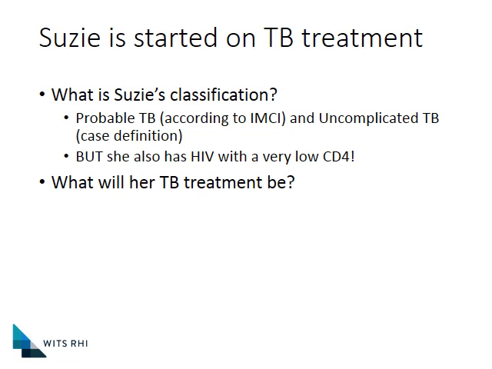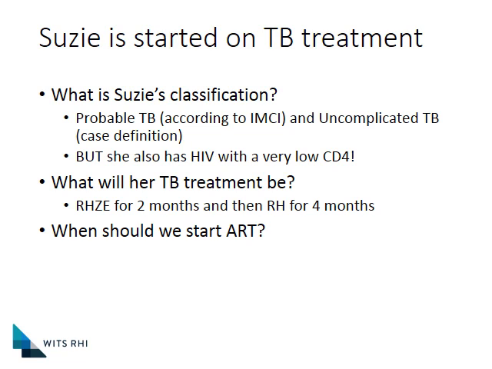So what are we going to do for her TB treatment? So in this case, we therefore decided to use all 4 drugs in that first 2 months. We added in ethambutol because of that very low CD4 count and because she was so unwell. And then she would have RH for 4 months after that. So that's rifampicin and INH.